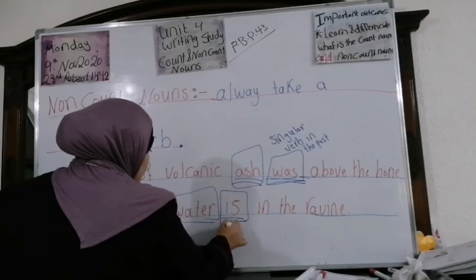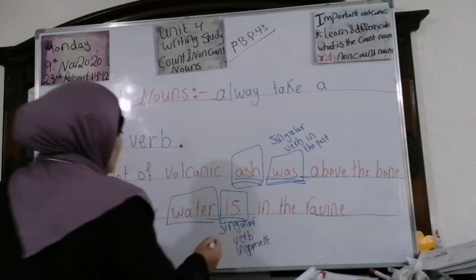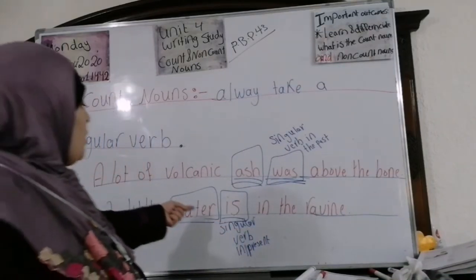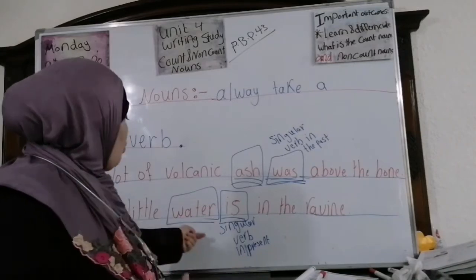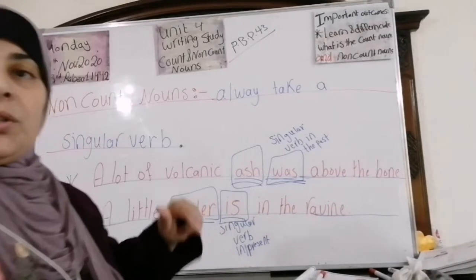Singular verb. What? In the present. في الحاضر. Deal, in the present. Okay? Why did we put is? Because water, we can't count it. That's why we put is. A little water is in the ravine. Stay with me. I'm returning back soon.